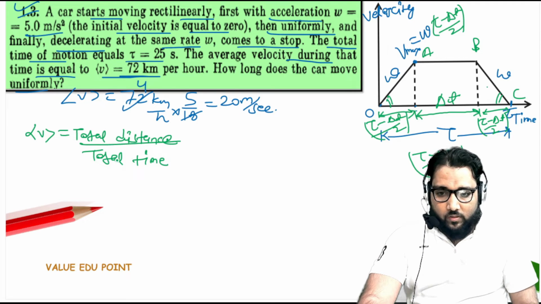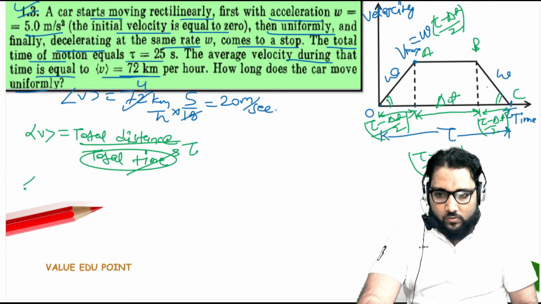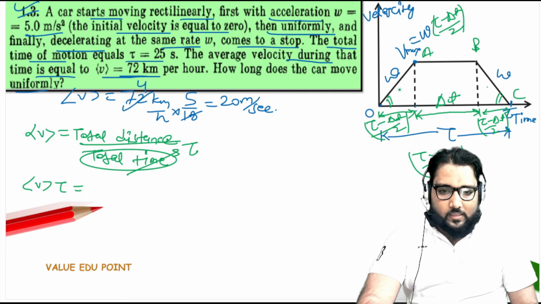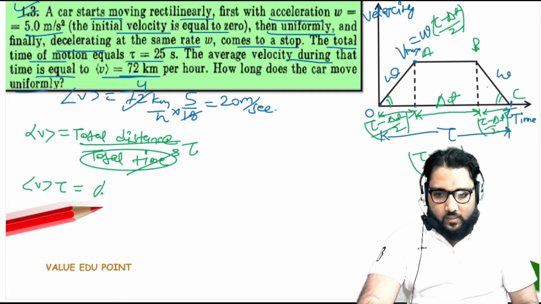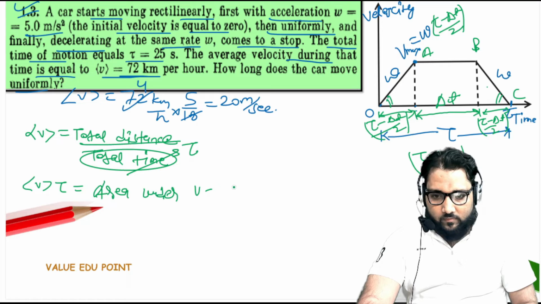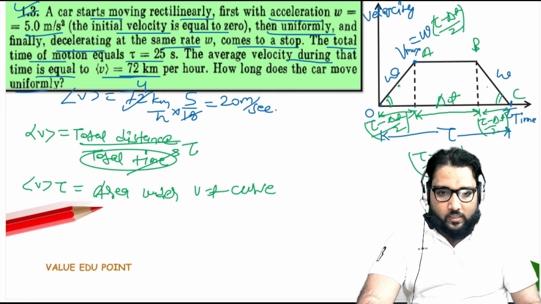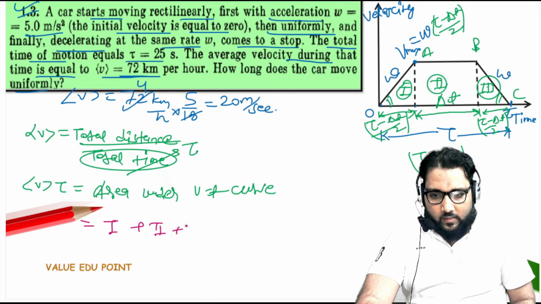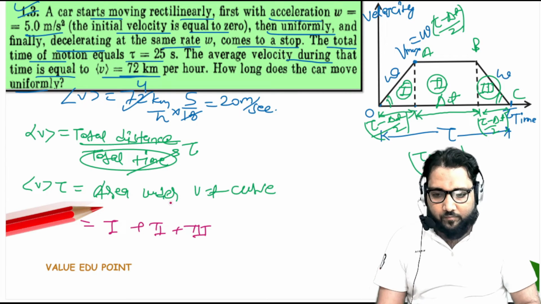Now the total time we know, that is tau. So average velocity multiplied by tau is the total distance. Suppose that this is the total distance, the area under the v-t curve. Okay, so I'm saying this is the area A1, this is the area 2, this is the area 3. If you add these three areas, we can get the total distance.